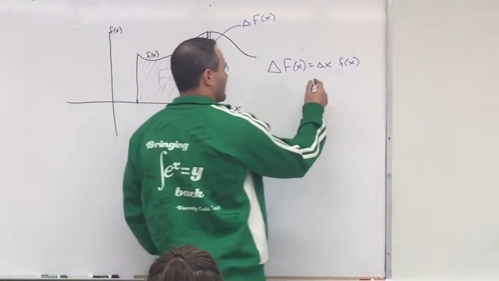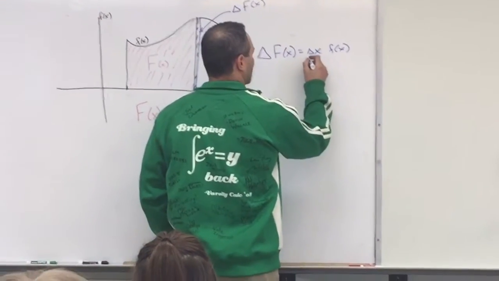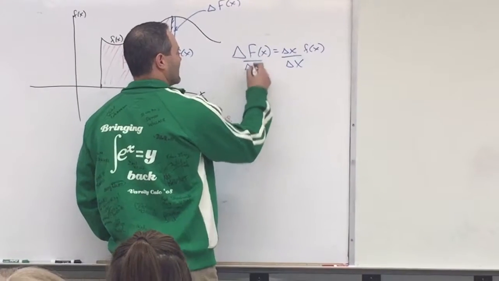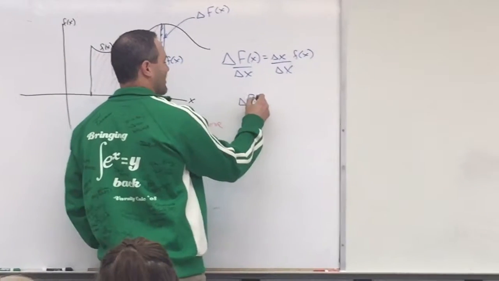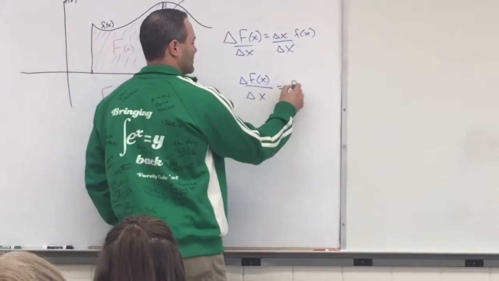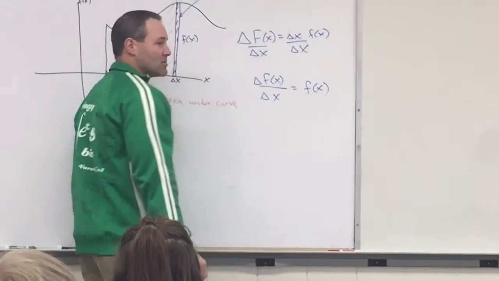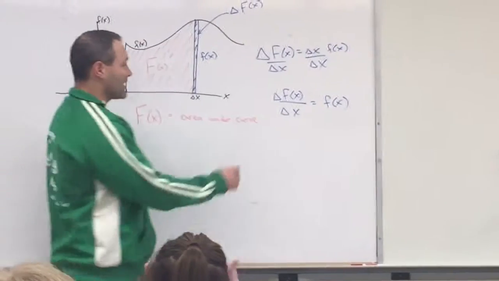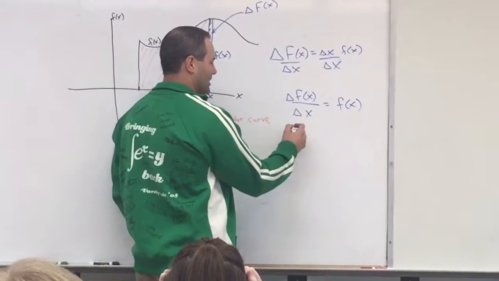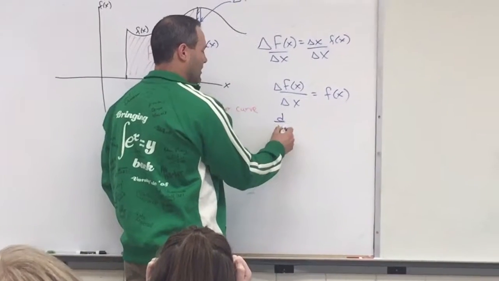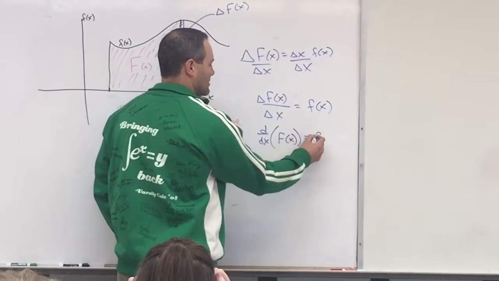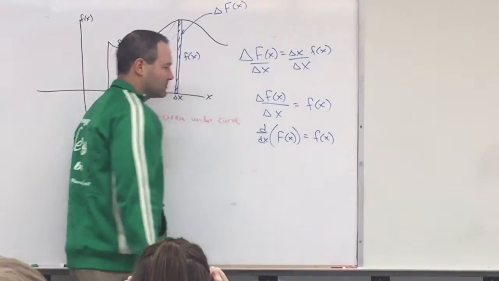Okay, we're going to divide by delta x. So the change in capital F of x over delta x is equal to f of x. So in calculus terms, we can say d/dx, so basically the derivative of capital F of x is f of x.